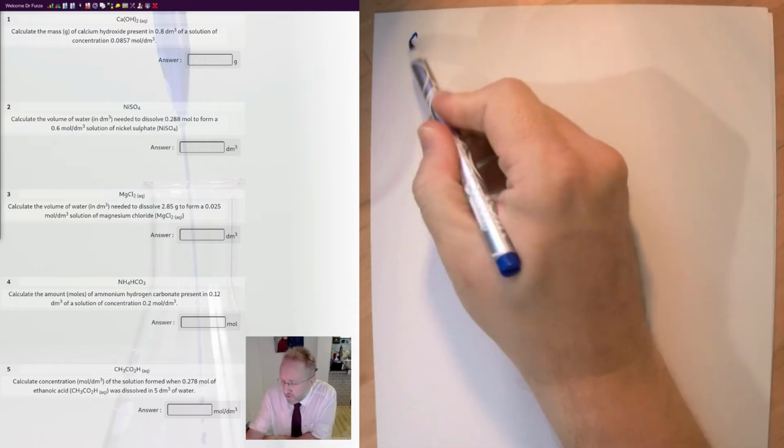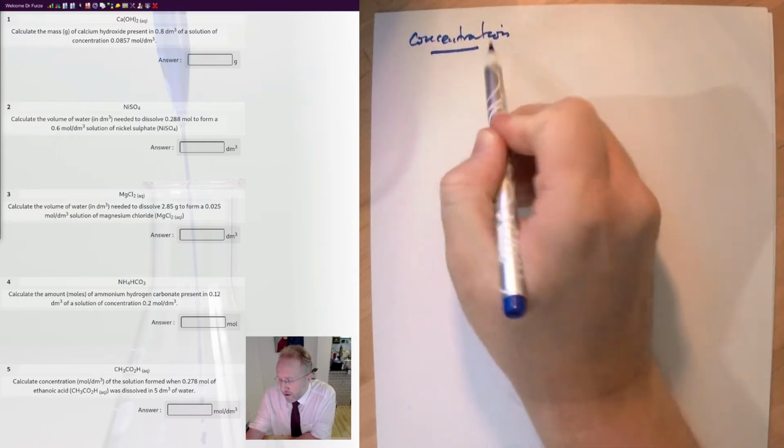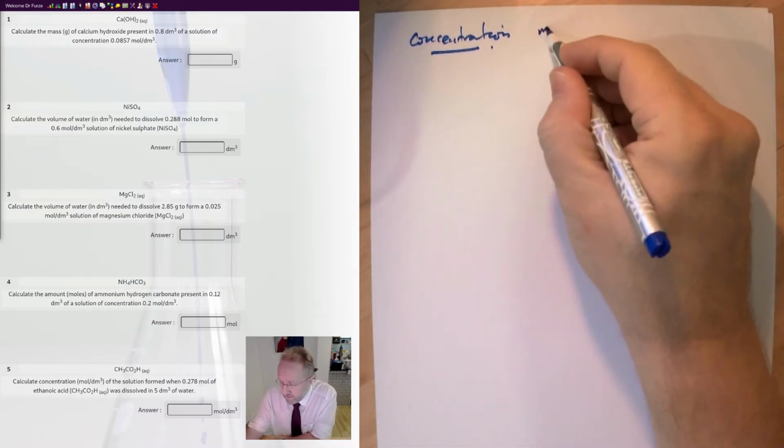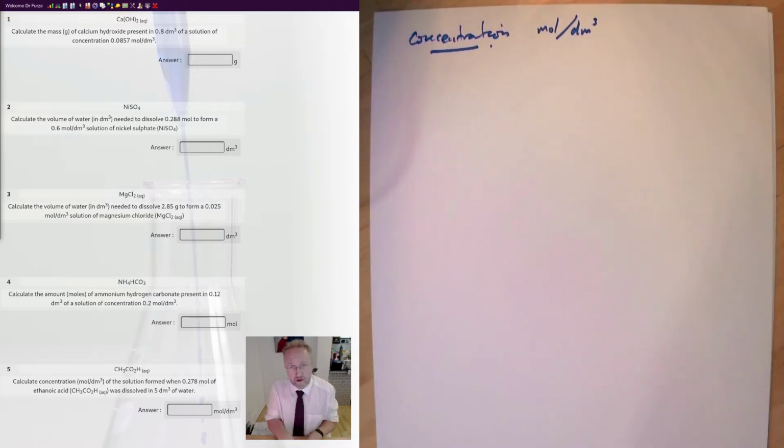Okay. Right, so today we're going to talk about solutions and concentration questions. Okay, so what is concentration? Concentration is the number of particles in 1 decimeter cubed. So its unit is moles per decimeter cubed, and it tells us how many particles are in 1 decimeter cubed.